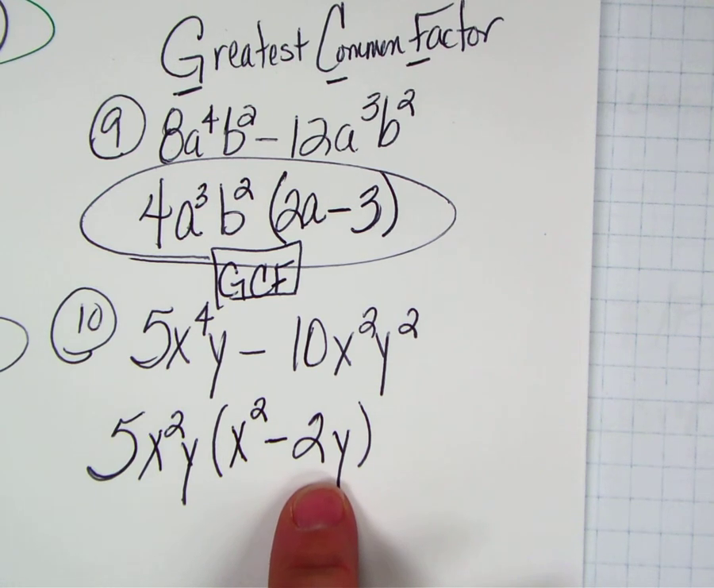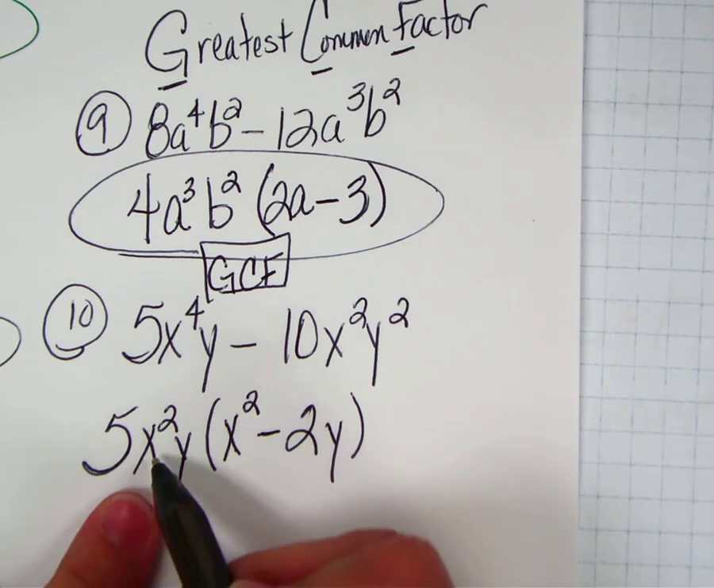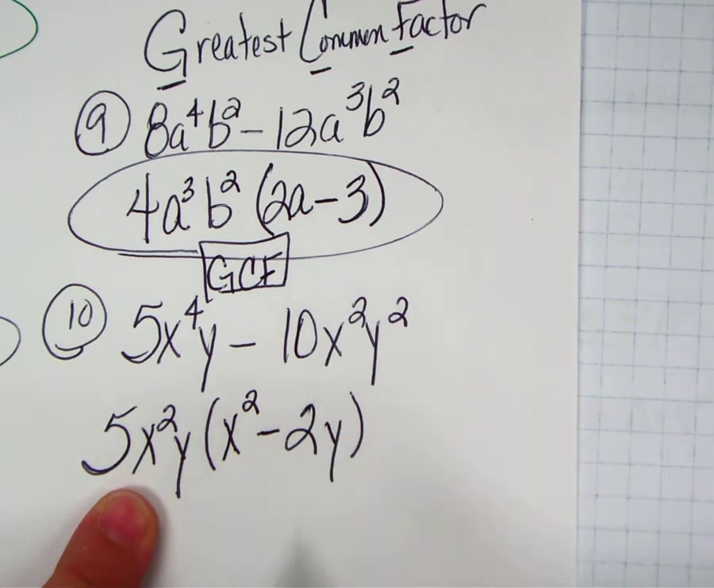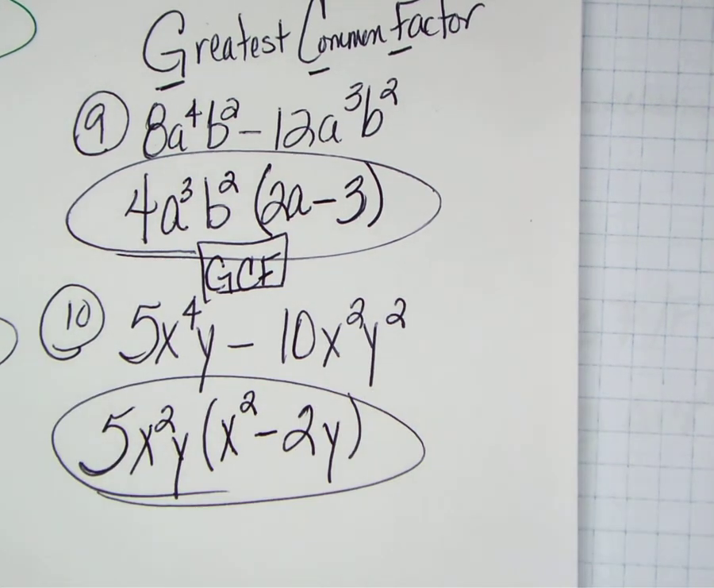McKinley, do you know where the x went? It factored out because of the x squared. I had 2 x's and I used both of them, so I don't have any x's in that one. Everybody okay with greatest common factor?